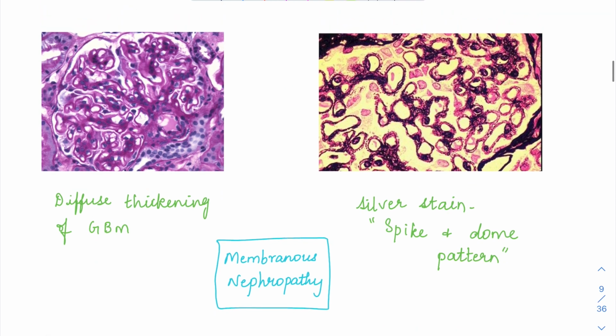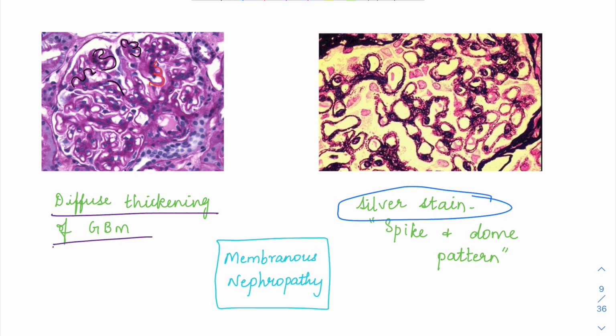So, let's see the image-based questions of membranous nephropathy. In light microscopy of a membranous nephropathy, you see diffuse thickening of the basement membrane. All of this is the basement membrane. Can you see it is all quite thick? All of this is called the diffuse thickening of the basement membrane, and it is going to be there in a membranous nephropathy. The classical feature of a membranous nephropathy is what we see on electron microscopy or on a silver stain, which is called the spike and dome pattern.